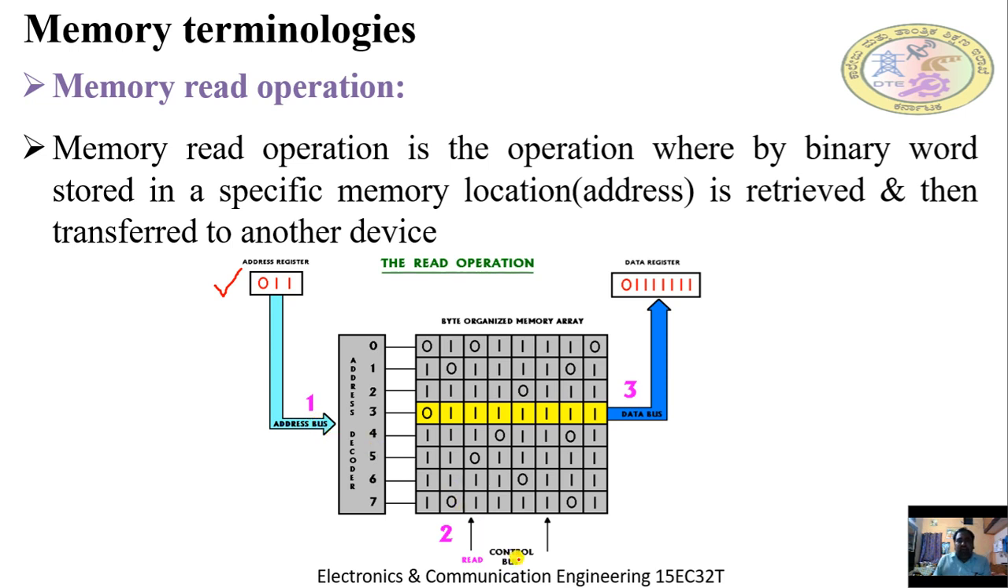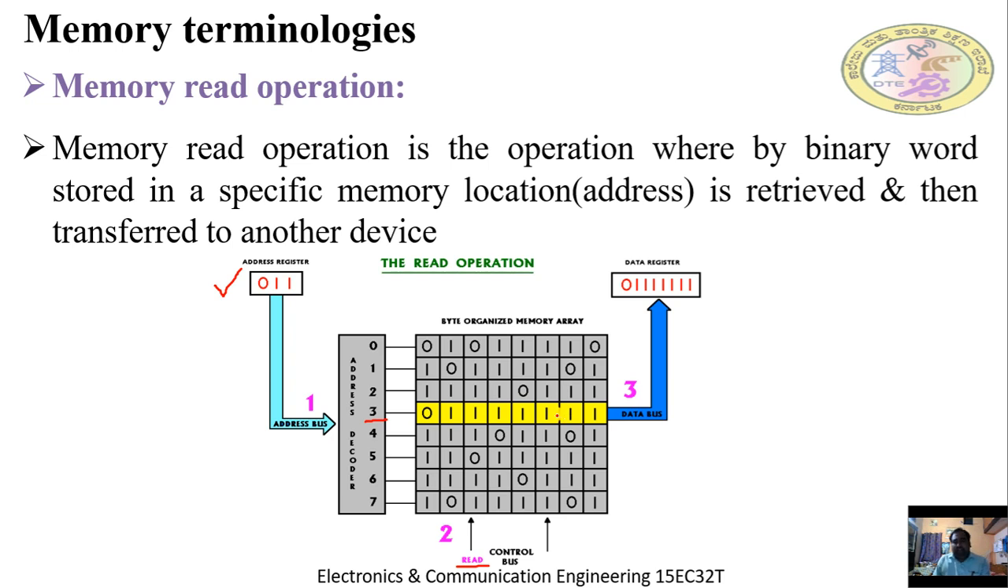Next, the controller will issue a read command through the control bus. The function of the control bus is to carry the control signal information sent by the controller. Once the memory is issued a read command, whatever information is stored in the given address, that is address 3, shown in yellow here, which is 0 followed by 1s, is read.